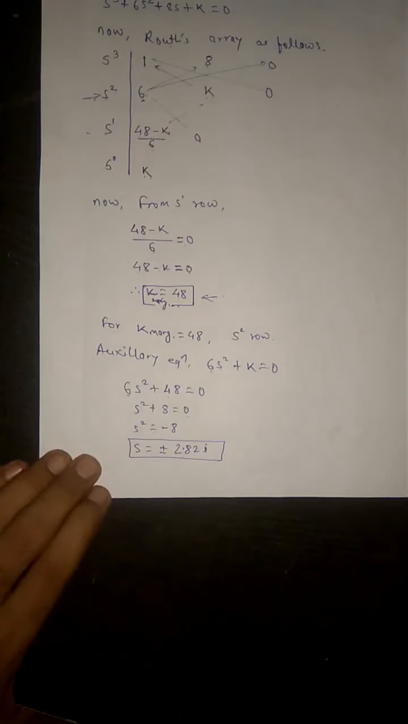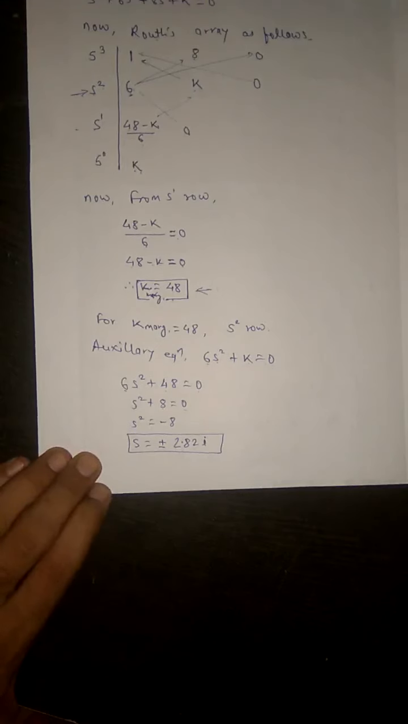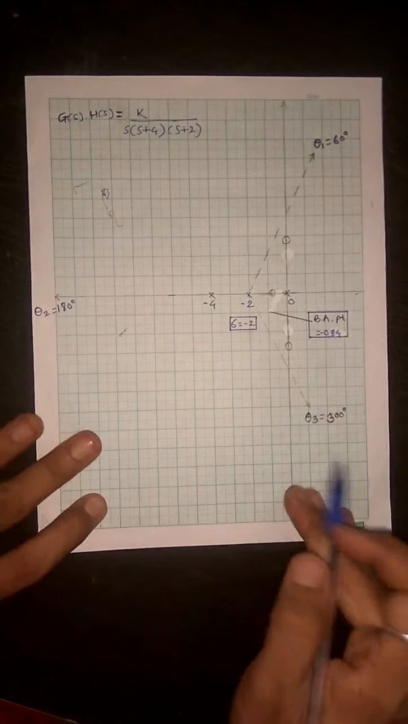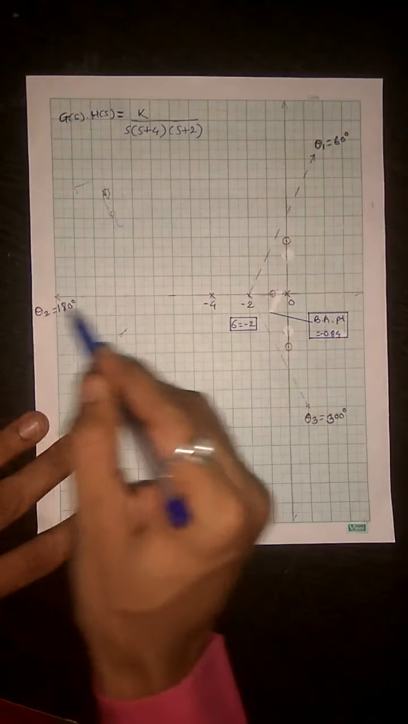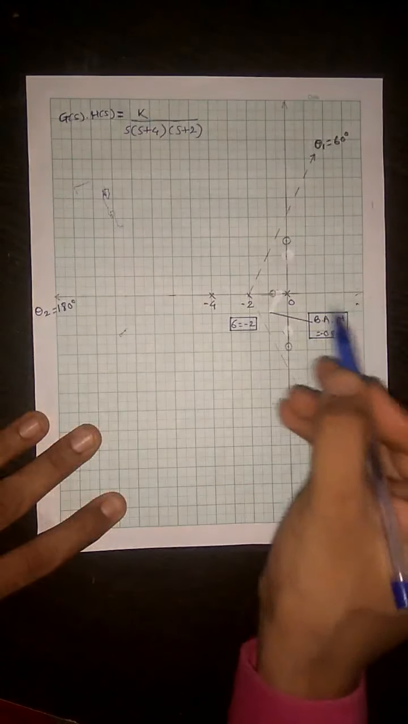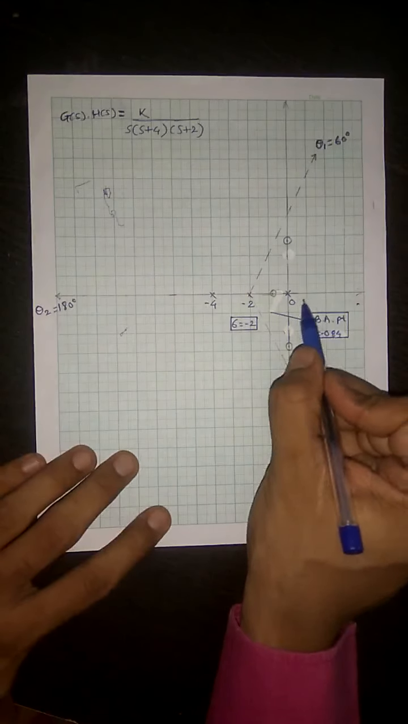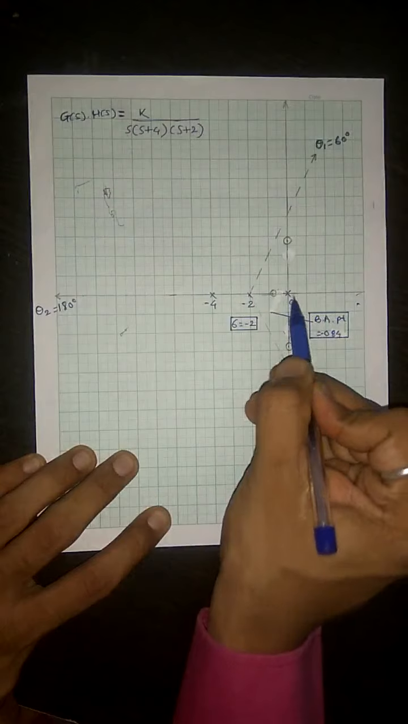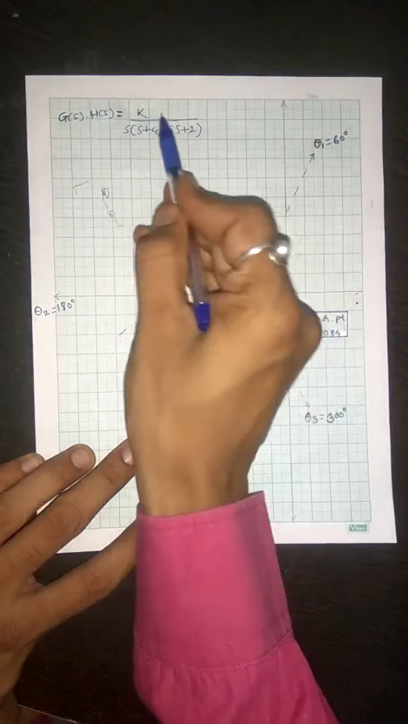Okay, so now we will draw root locus on graph paper. Here I have shown already S plane, y axis, x axis. Then I have shown all my poles. So s equal to 0, s equal to minus 2, s equal to minus 4. So 0, minus 2 and minus 4. We don't have any zero.